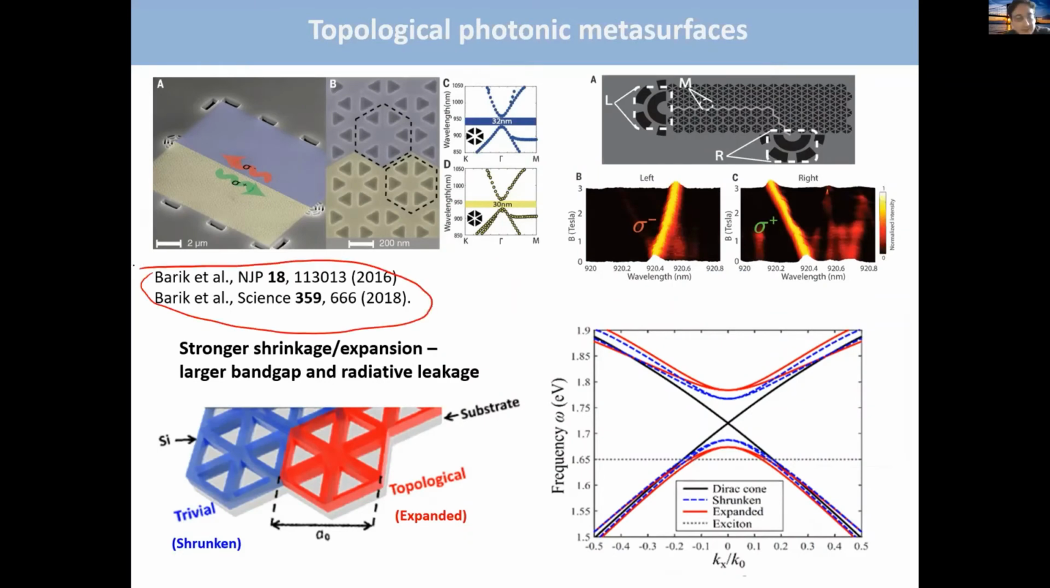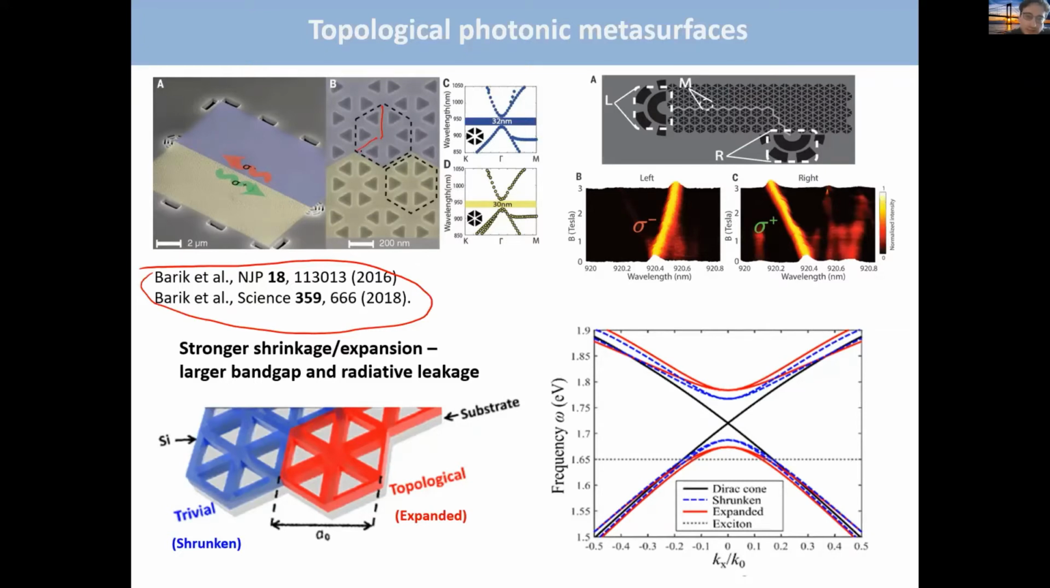The first theoretical work was published in New Journal of Physics, where Barik and co-authors demonstrated that if we consider a graphene lattice of triangles, as shown here, this would be our graphene unit cell. Then, instead of having two atoms per unit cell, we start to distort this lattice by bringing these triangles closer to one another or farther apart. We in fact obtain two new lattices.